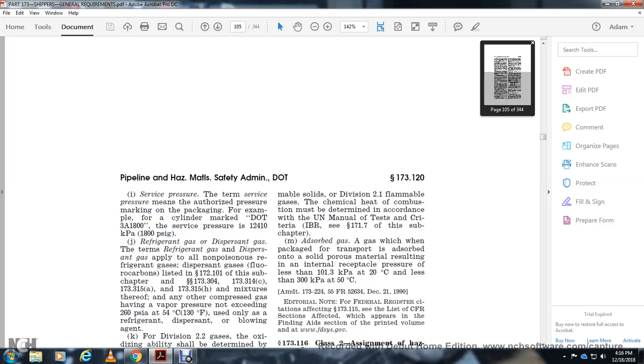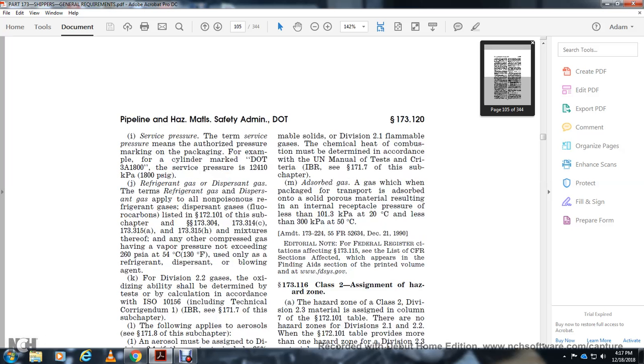Refrigerant gas, dispersant gas. The terms refrigerant gas and dispersant gas mean a non-poisonous refrigerating gas or dispersant gas, fluorocarbons listed in 172.101 and subchapter 107, 304, 314C, and 315C, or a mixture of these, or any other compressed gas having a vapor pressure not exceeding 26 psi at 130 degrees Fahrenheit, used only as a refrigerant, dispersant, and blowing agent.